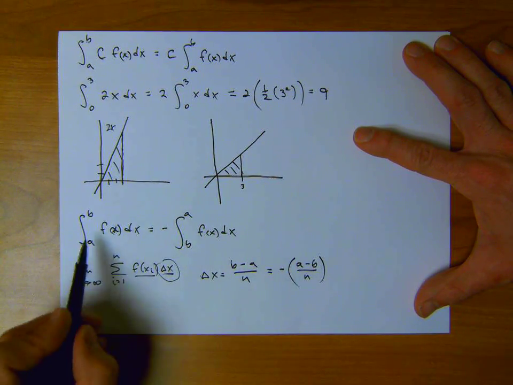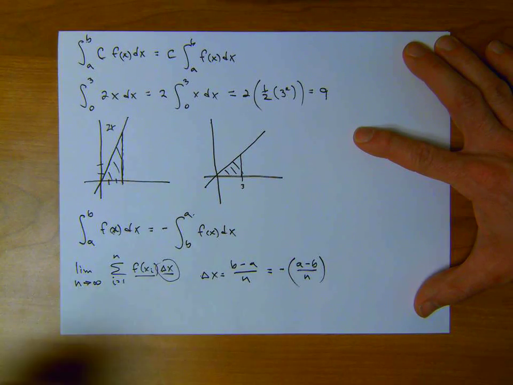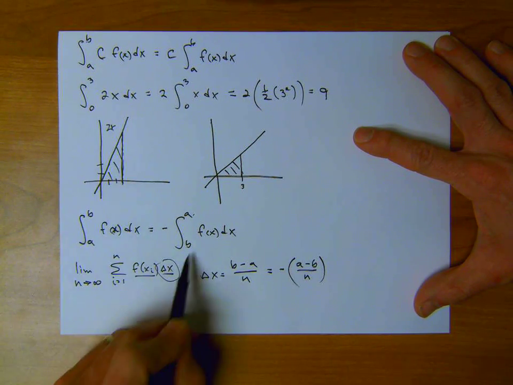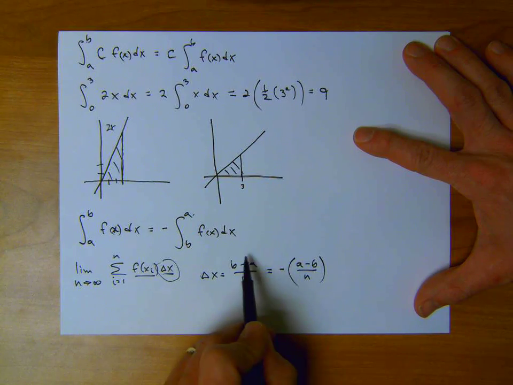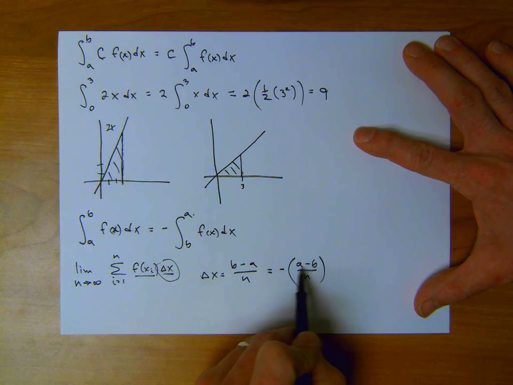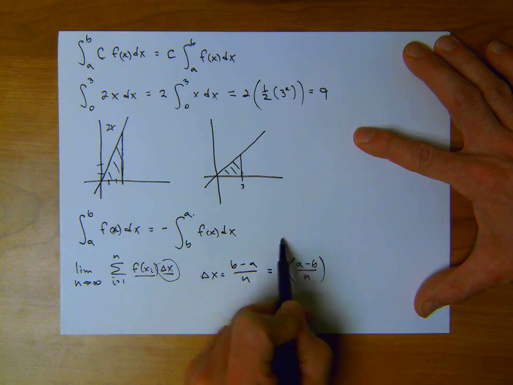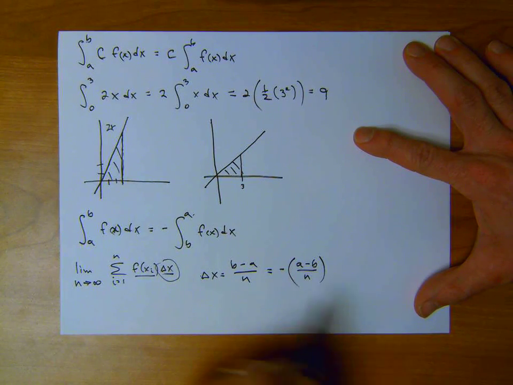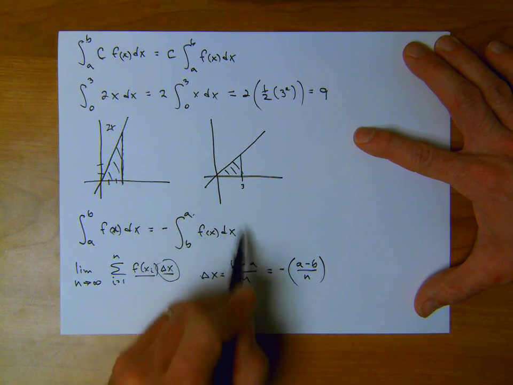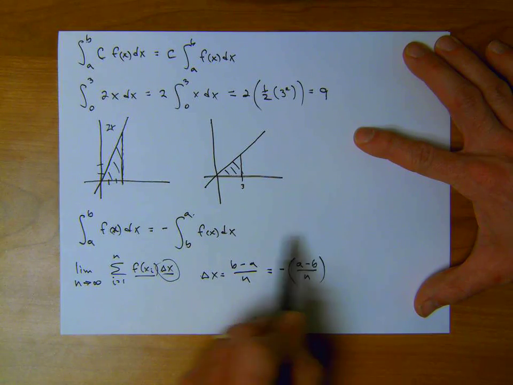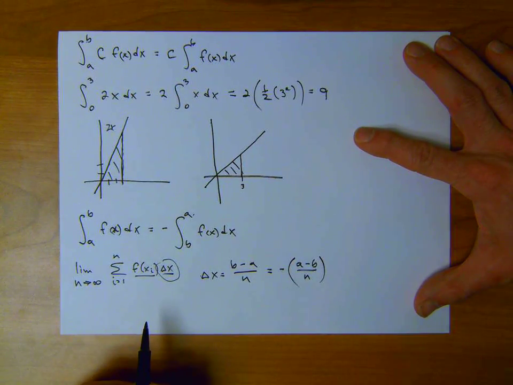So when we go from b to a, whoops, instead of from a to b, then we're essentially going the other direction. We end up with kind of a negative width to our rectangle. So the area will be the same, except it'll be negative because we're going the other direction. That's basically all that says.